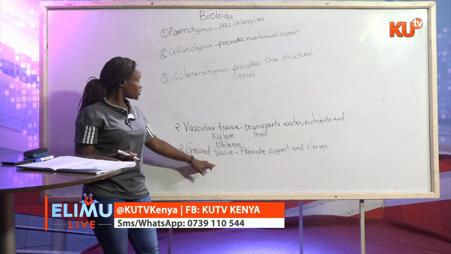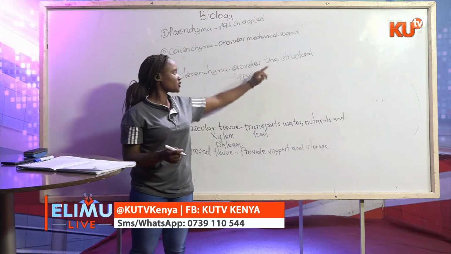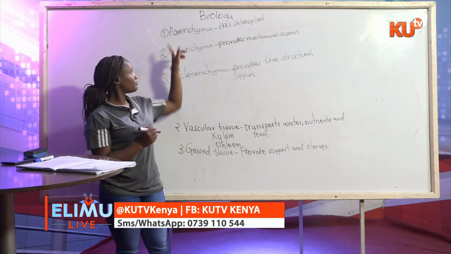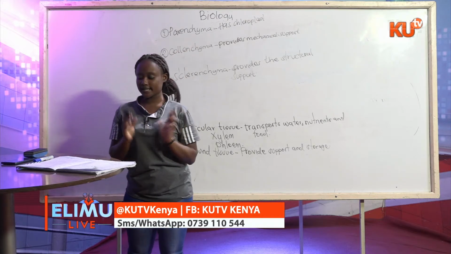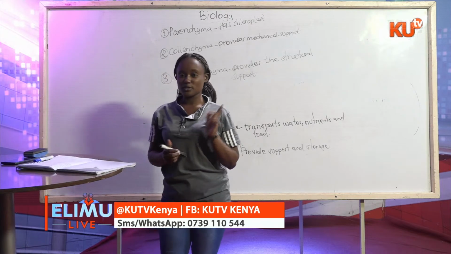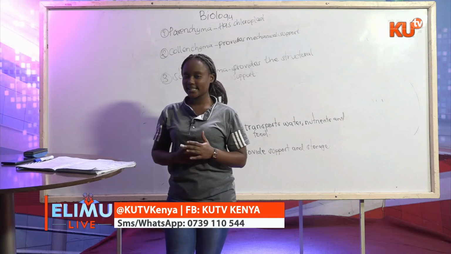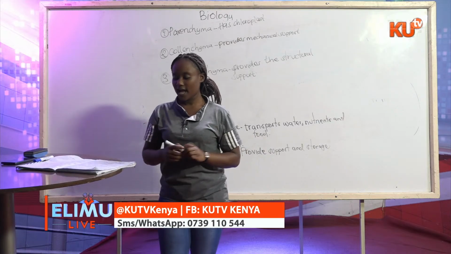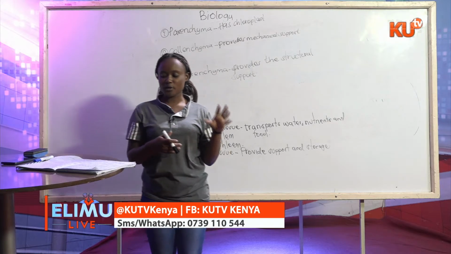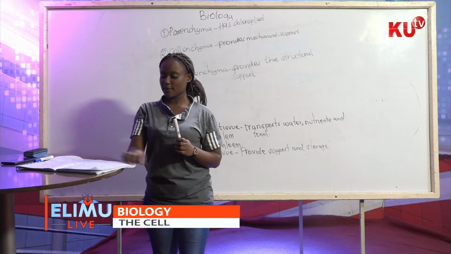So under the ground tissue, we have the parenchyma, collenchyma, and sclerenchyma. Sclerenchyma provides structural support, collenchyma provides mechanical support, and parenchyma has chloroplasts that help in photosynthesis. We have learned about the differences between plant cells and animal cells, the cell seen under an electron microscope, and cell specialization, where cells work together to form tissues, and tissues form organs and organ systems.